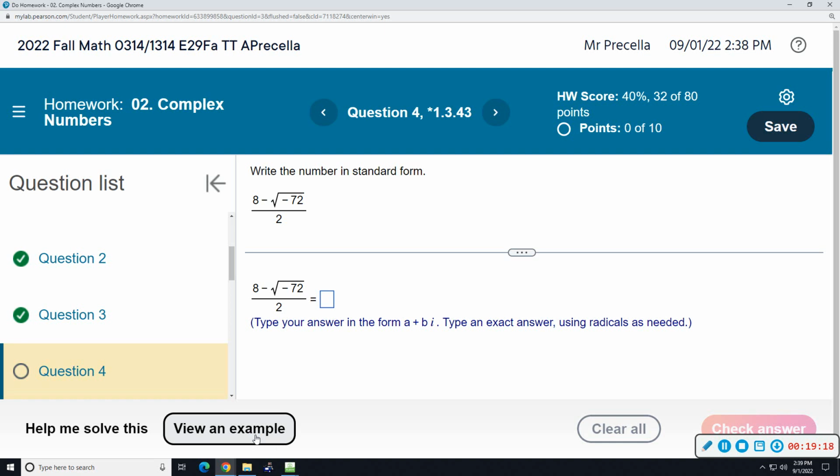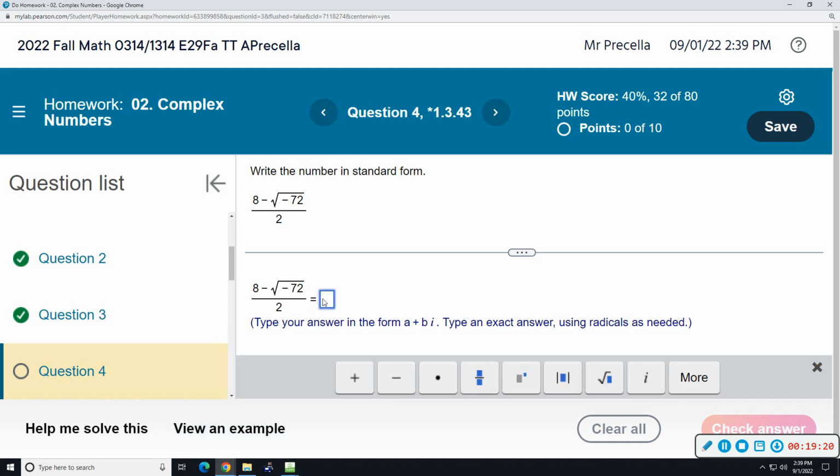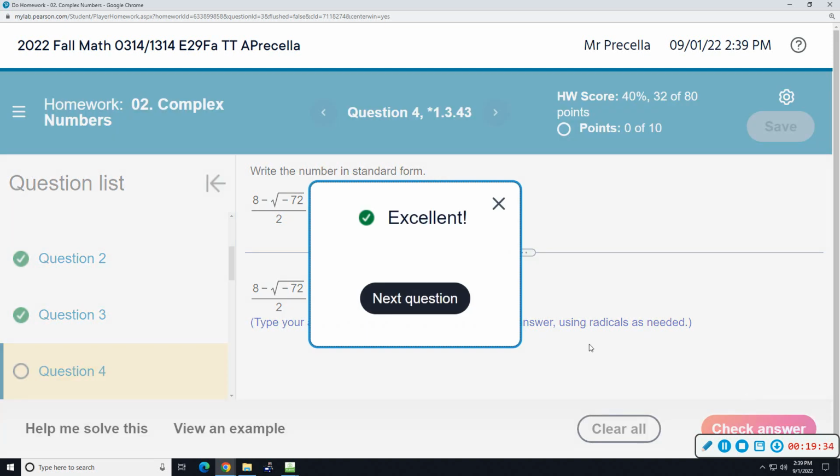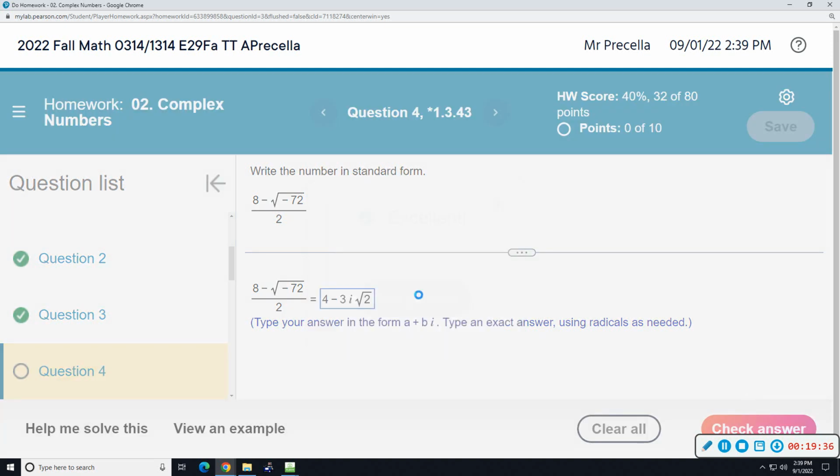Okay, so let's type that in. It's 4 minus 3i square root of 2. Somehow, yesterday I was thinking this one would have been a little messier with bigger numbers, but it's just randomly not.